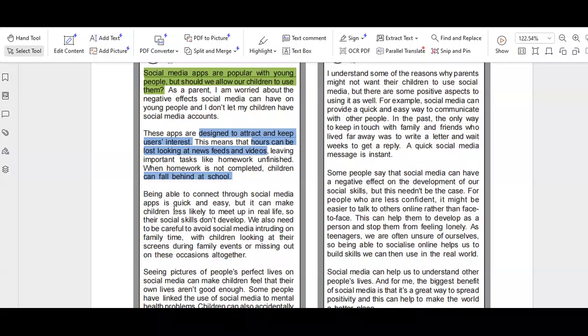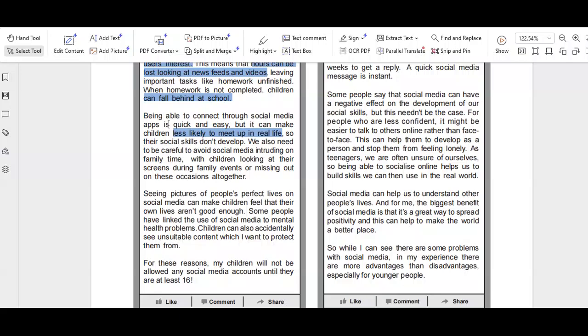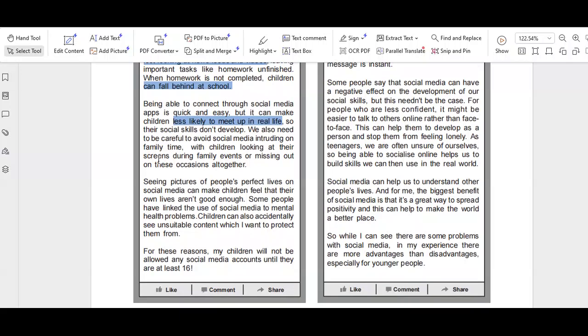make children less likely to meet up. That means the social interaction in real life is being affected. So their social skills don't develop. So Sam has basically applied the cause and effect strategy to talk very effectively and very concisely. This seems like a perfect example of the article as well.